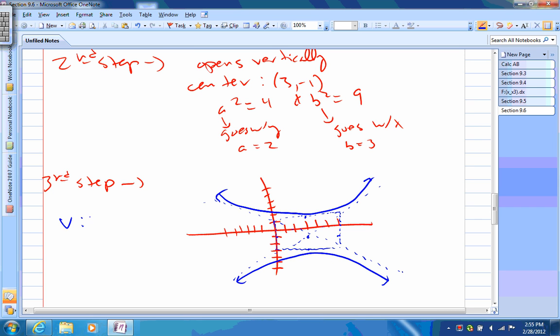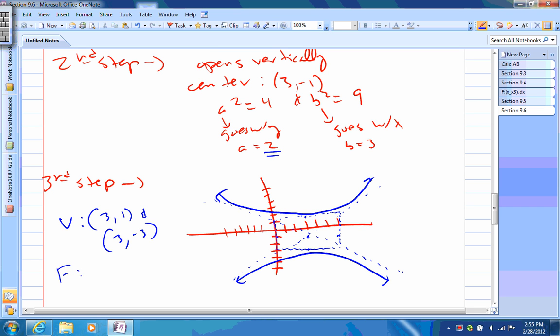Vertices will be, now in this case, if you look at it, it's got to be 3, 1, and 3, -3. That's because the center's at 3, and because we're going up and down for hyperbola, we need to move up 2 and down 2 units from the center. Because again, A equals 2. And A goes with Y in this case.